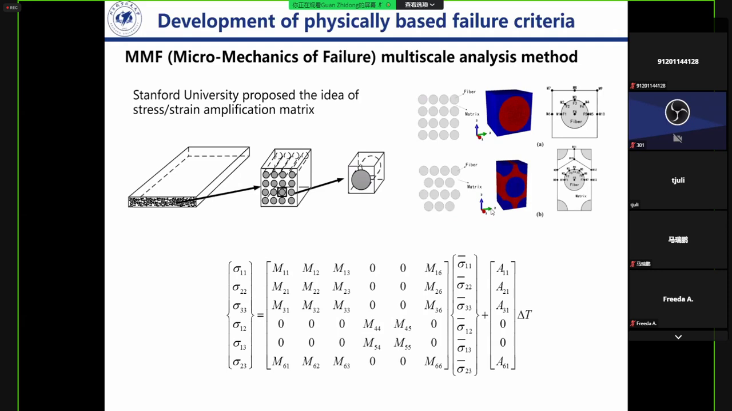In terms of the FEM-based failure criteria, we have carried out research on multi-scale analysis based on the idea of the stress-strain amplification matrix proposed by Stanford University. Under the periodic arrangement assumption of the fiber and the matrix, the stress applied on the laminate can be equivalently transformed to the stress applied on the RVE, as shown in the figure. Therefore, the microscale stress in the fiber and the matrix can be obtained by FEM analysis on the RVE.